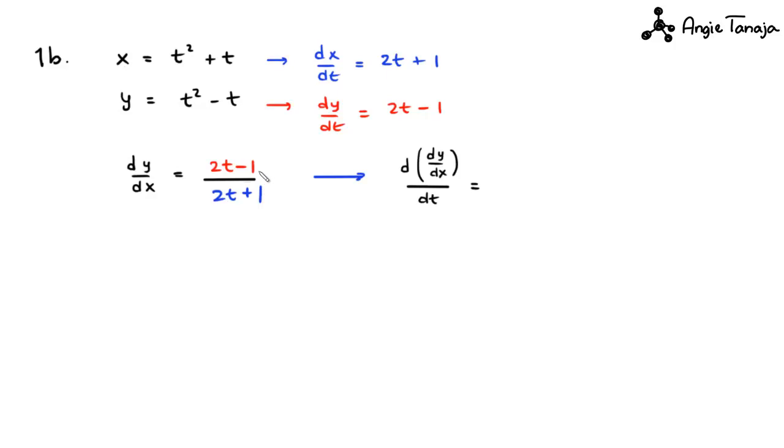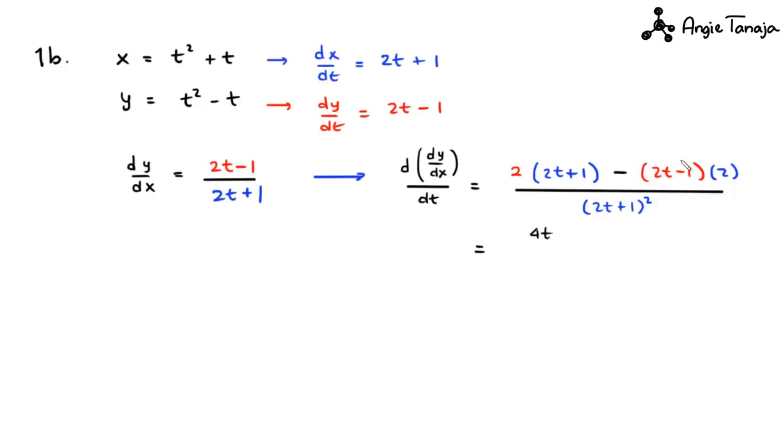The derivative of this will be u over v. So, u prime v minus u v prime over v square. Let's rearrange this. I think the 4t will be gone. 4t minus 4t, right? Plus 2 over 2t plus 1 squared. So then it simply becomes 4 over 2t plus 1 squared.